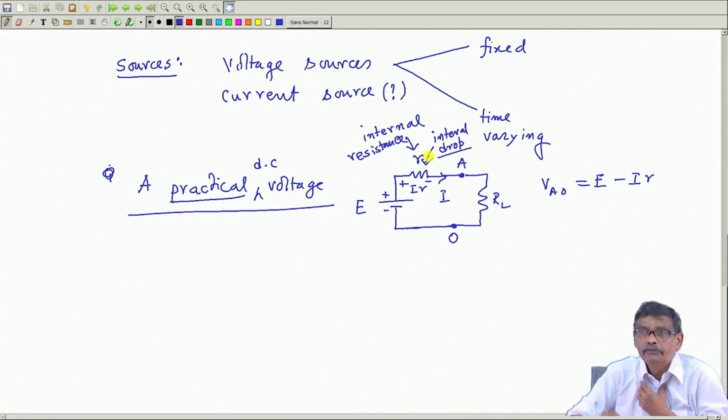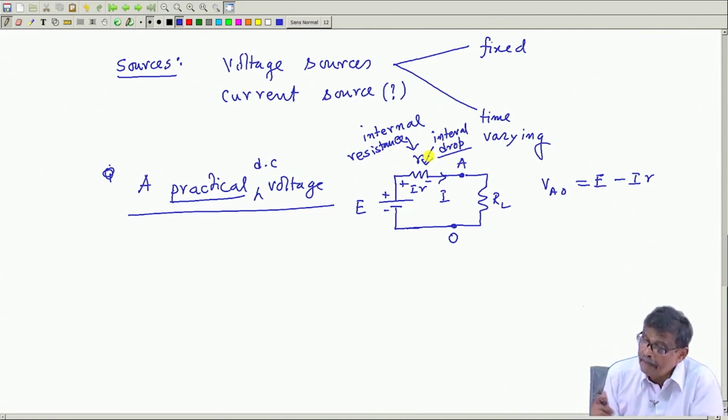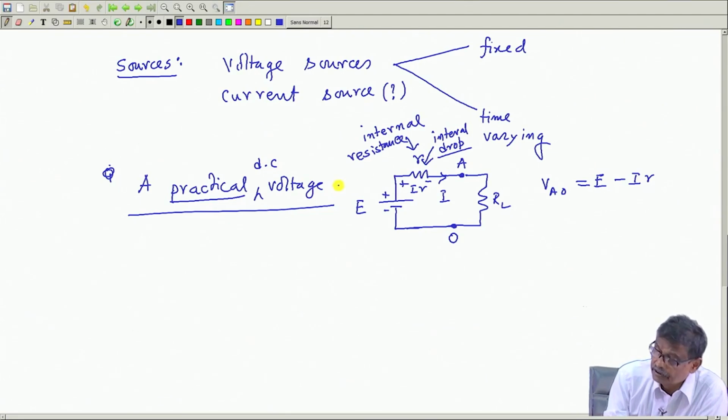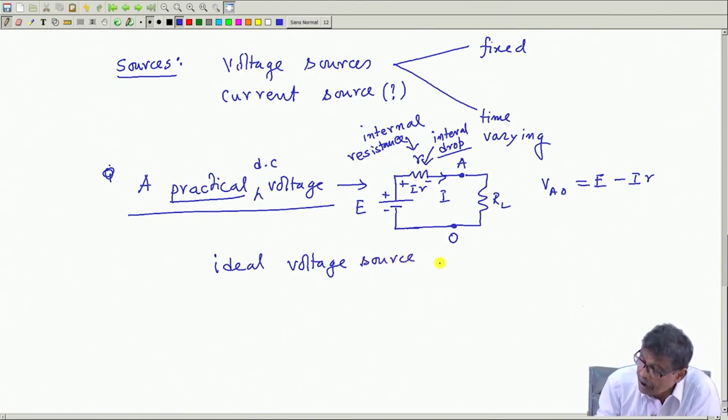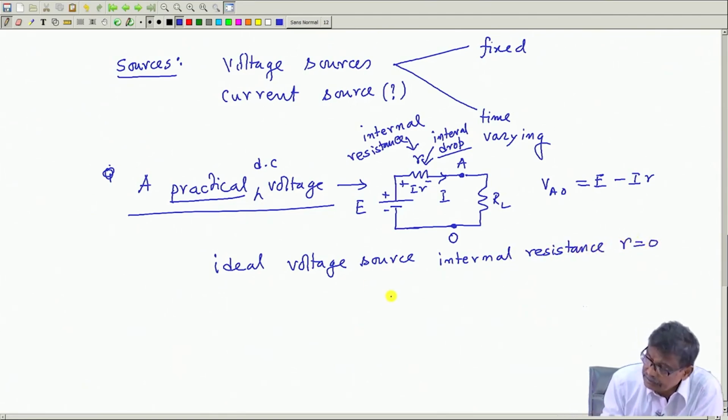Isn't it? This is how we denote a voltage source. This is a practical voltage source. What is an ideal voltage source? Ideal voltage source, internal resistance is 0. That is, its representation will be just like that.